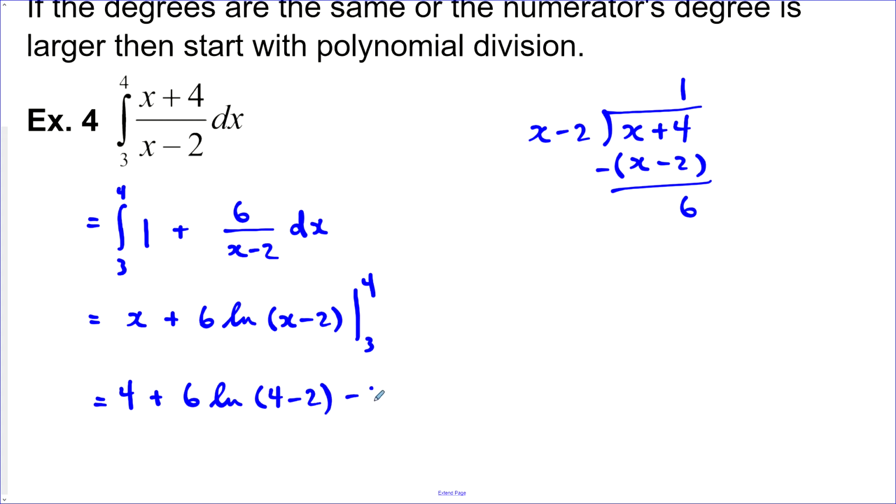So minus 3 minus 6 natural log of 3 minus 2. Now 3 minus 2 is 1, so the natural log of 1 is 0. So we're not going to have to worry about this last term, it just equals 0. So we just have 4 minus 3, and then this term here, 6 times the natural log of 2.